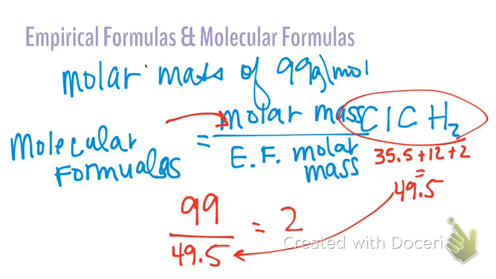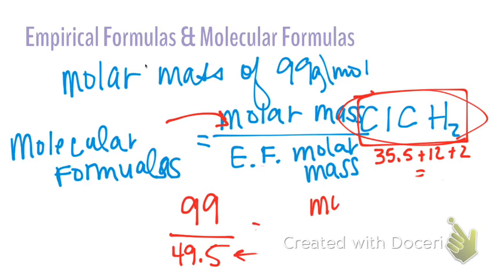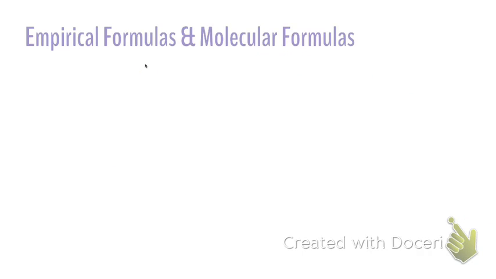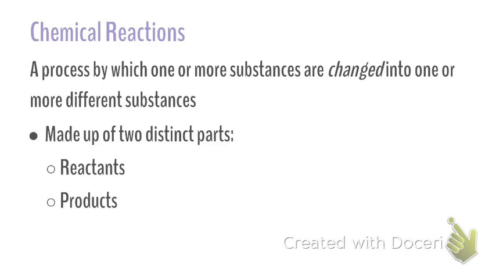Because of that 2. So that means our empirical formula was this, but our molecular formula is Cl2C2H4. Okay, does that make sense? Cl2C2H4. Right, just twice as big as this. So that 2 distributes through the whole thing. This stuff should all be reviewed in terms of what chemical reactions are.